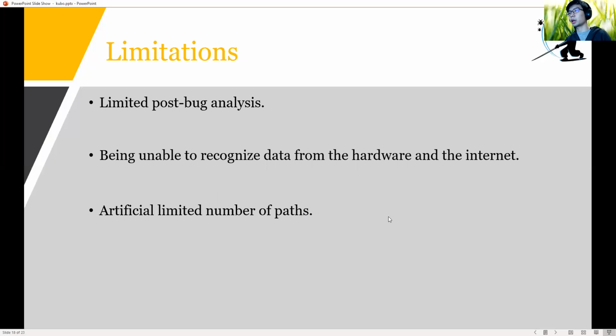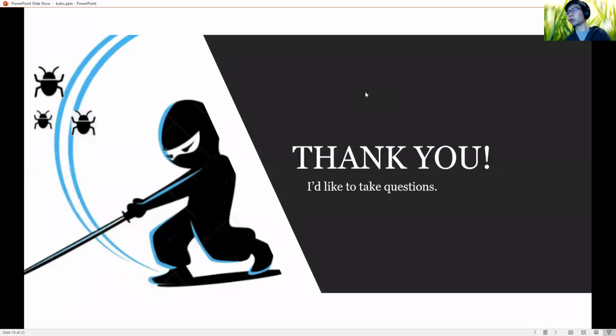Finally, we realize that this work has its own limitations, which we think might be interesting for future exploration. The first is to refine the post-bug analysis to further crack down on false positives. The second is to incorporate hardware input analysis to support hardware or internet incoming input. Lastly, although we didn't experience the path explosion problem too badly, and didn't have false negatives coming from this, we did have a manually set limit on the number of paths, which can potentially harm completeness.